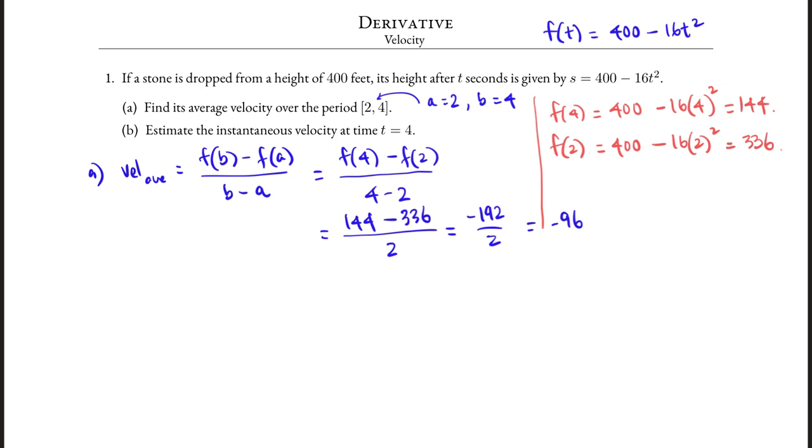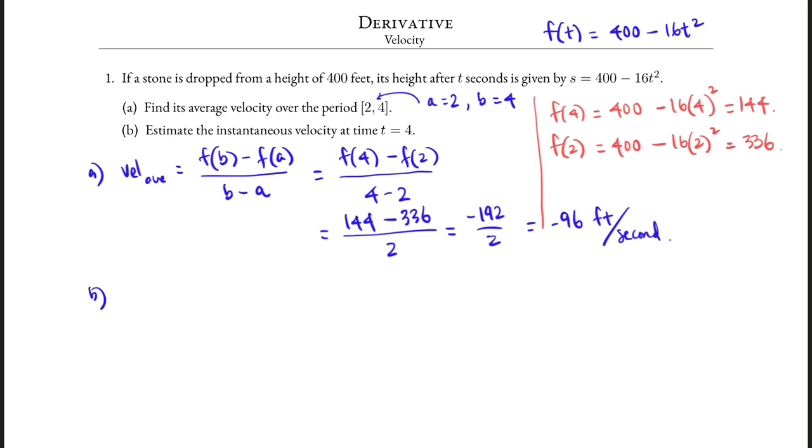And the units of this average rate of change is the unit of the numerator, which is position or the height in feet. And the unit in the denominator is the unit of time t, in this case, second. And so the average velocity over the period [2, 4] is negative 96 feet per second.